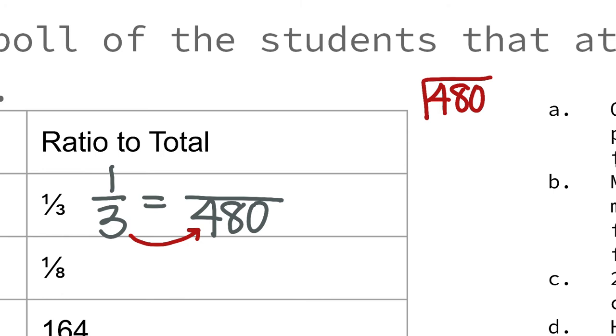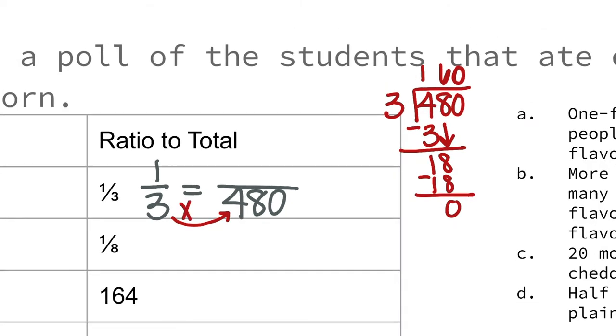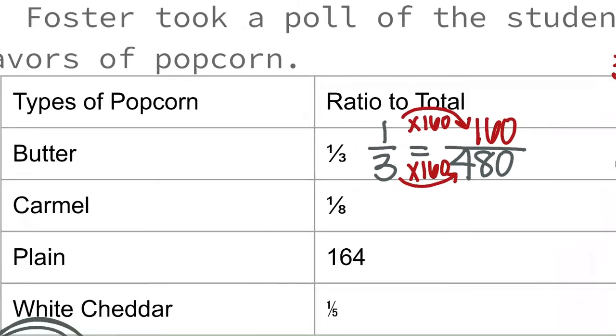And I'm going to do the opposite of multiply, divide, to figure out. So 3 goes into 4 one time. 1 times 3 is 3. 4 minus 3 is 1. Bring down the 8. 3 goes into 18 6 times, and it goes in there evenly. 18. How beautiful. And put an extra 0 up there for that guy. So it's times 160. Remember, whatever I do to the bottom, got to do to the top. Can't leave anybody out. So out of 480, 160 people chose butter.